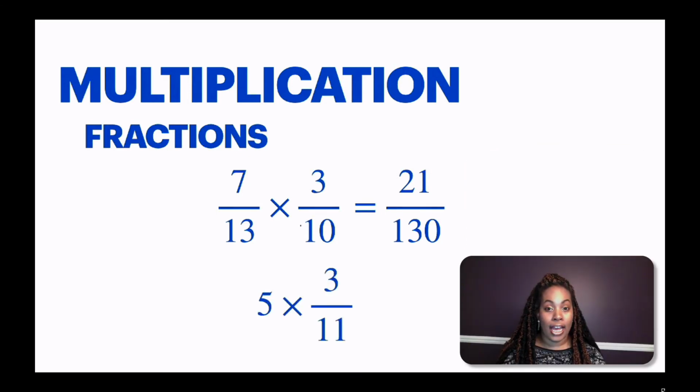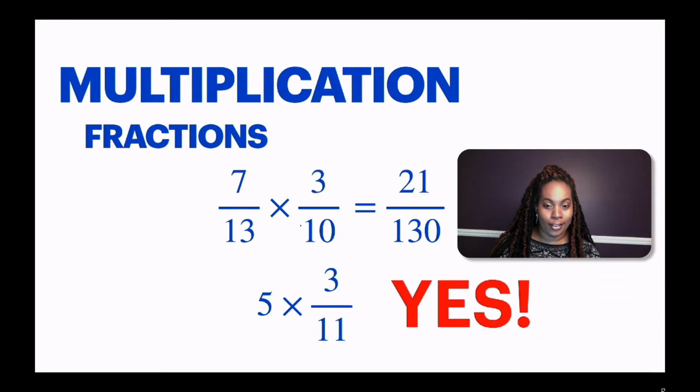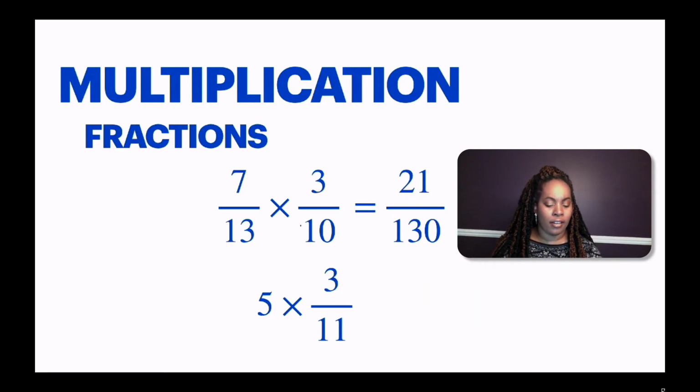What about the case of 5 times 3/11? Can you do that? Of course you can, because you can multiply anything times anything, right? What you need to remember, though, is that 5, if you were to write it as a fraction, is 5 over 1. So we're talking about multiplying straight across. We have 5 over 1 times 3 over 11. When you multiply straight across, 5 times 3 is 15, and 1 times 11 is 11. So we end up with 15/11.